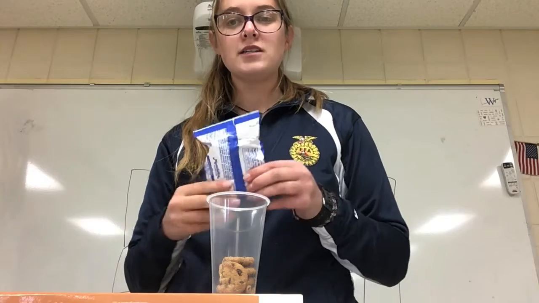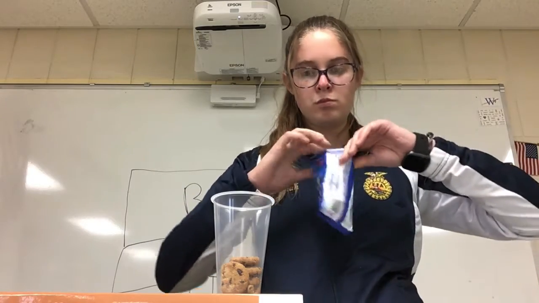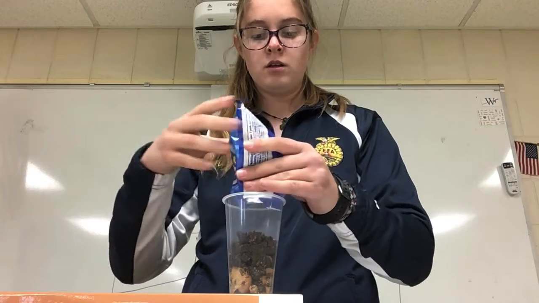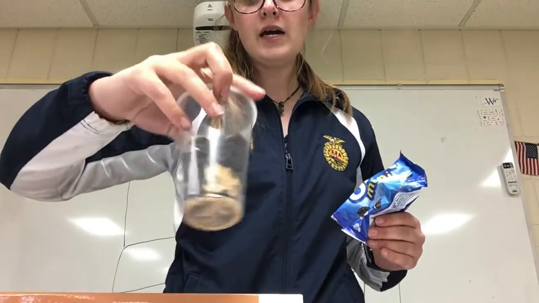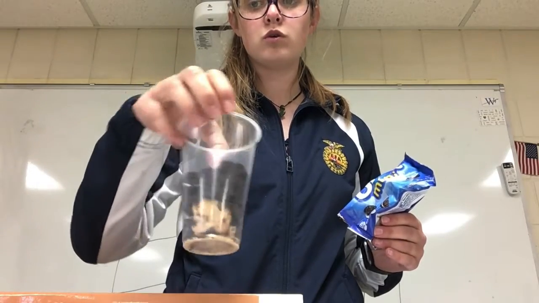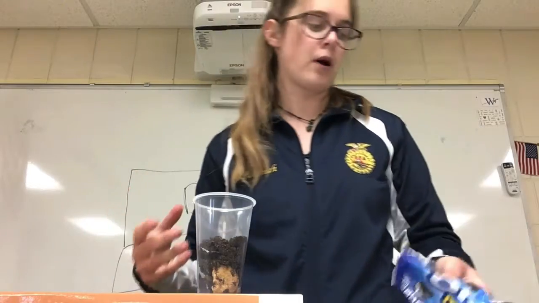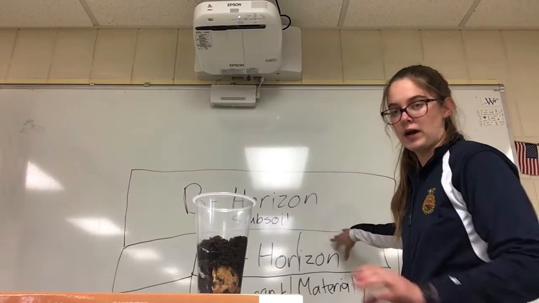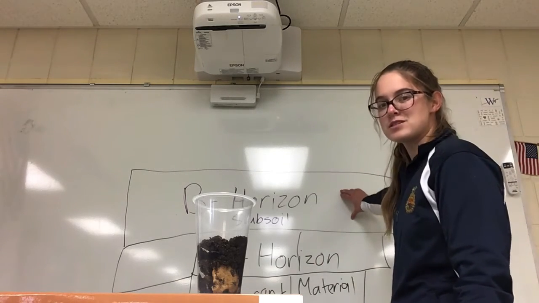So to represent our B horizon, I got some Oreo cookies that I smushed up. So they're still pretty rocky. There's still some big chunks in there, but it's more smooth than, say, our C horizon is. Less rocky, smaller particles. So we've got parent material, C horizon, then we have B horizon or subsoil.